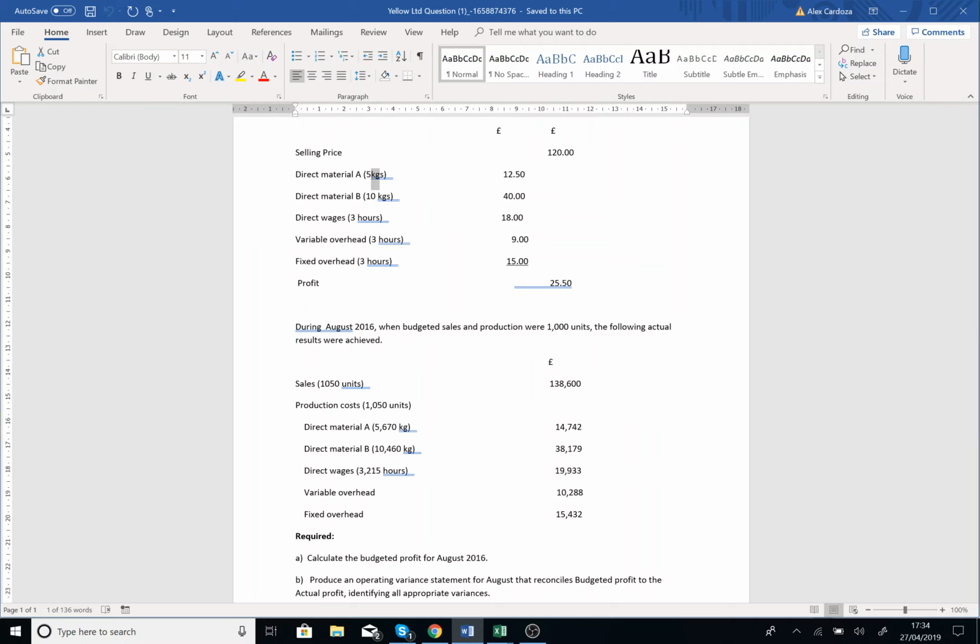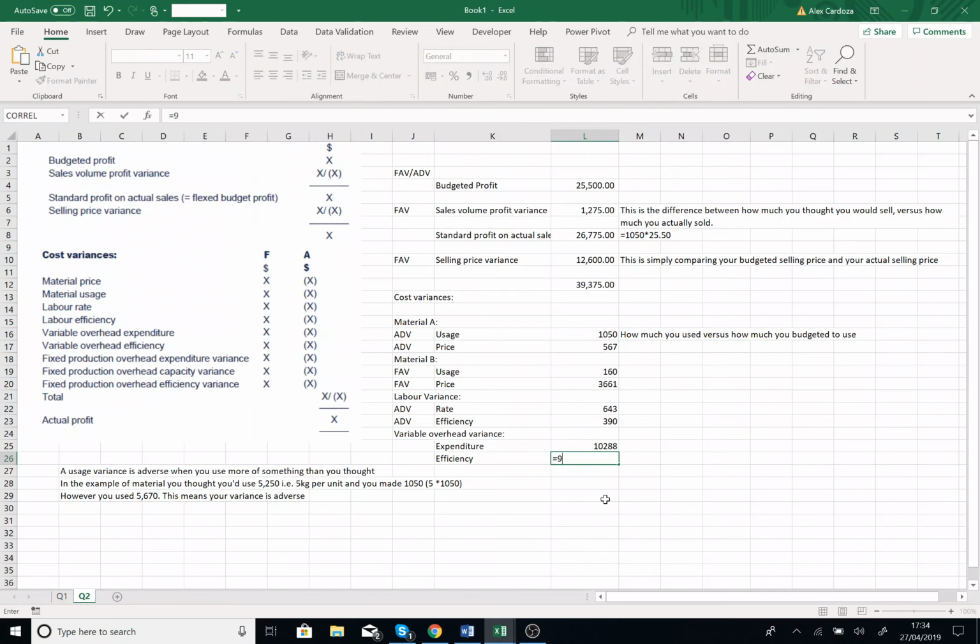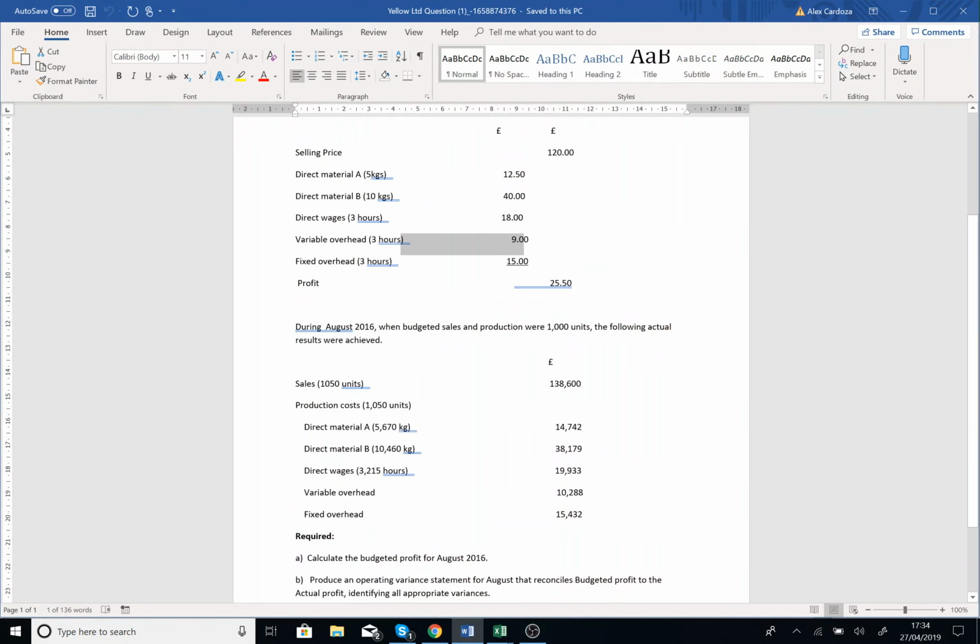So what we would expect to have spent on our budget would be £9 per unit times 1,050. We thought we would spend 9,450, but actually spent 10,288. That's adverse because we spent more on something than we thought we would. So we do the 10,288 minus 9 times 1,050, because you've got 9 here, which is your variable overhead.